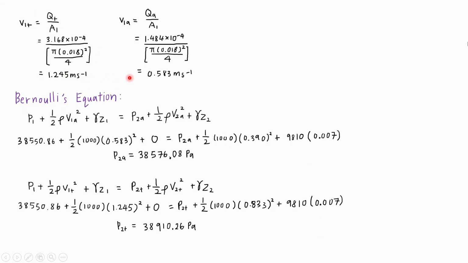And with both the theoretical and also actual flow rate being found, we can find the theoretical velocity at point 1 and the actual velocity at point 1. So by applying once again the continuity equation, we can find both values. And we can put all of those variables into Bernoulli's equation and find out the actual pressure at point 2, which is this value, and doing the same thing to find out the theoretical pressure at point 2, and this will be the value.